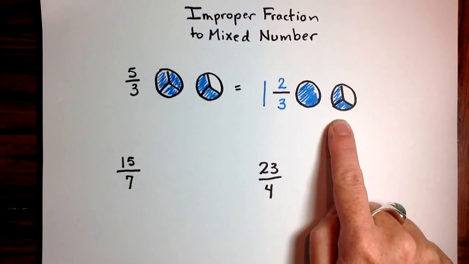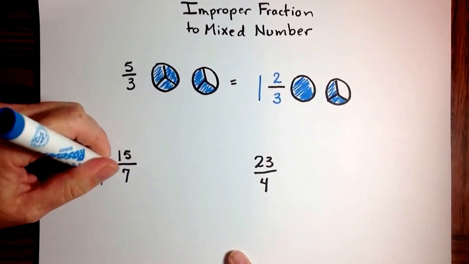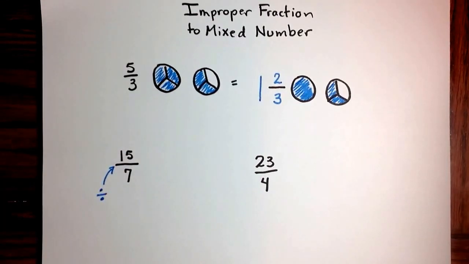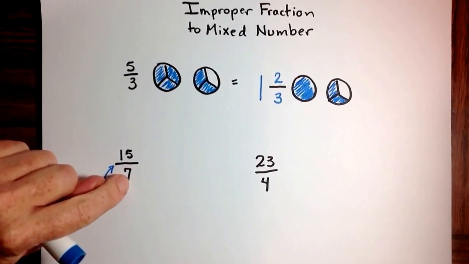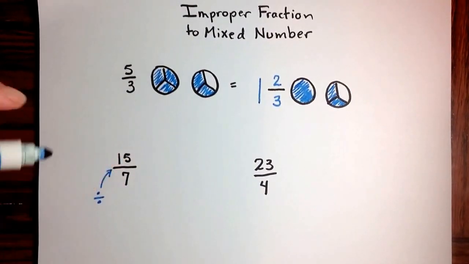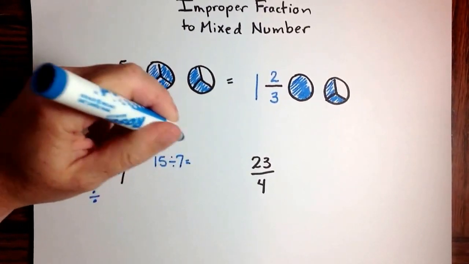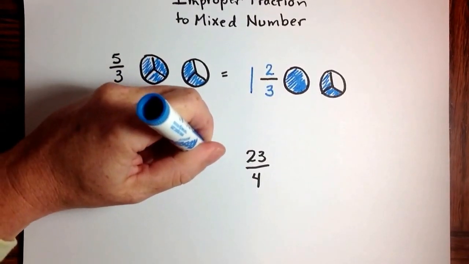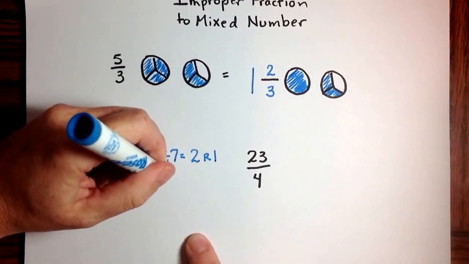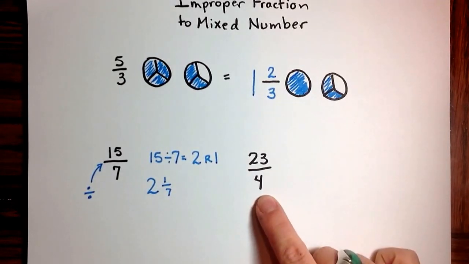So looking at the fraction 15 sevenths, we realize that that fraction bar is really representing the operation of division. It's saying how many times can we fit 7 into 15? Well, 7 will fit into 15 2 times with a remainder of 1. So we write that as 2 wholes with 1/7 remaining.